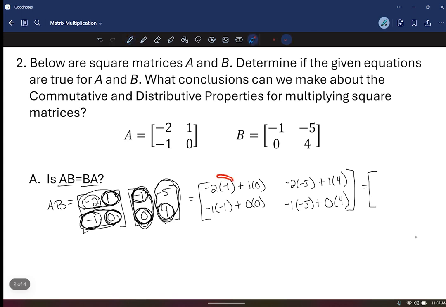All right, so we have 2 plus 0. That gives us 2. All right, then we do 10 plus 4. That gives us 14. 1 plus 0 gives us 1. And 5 plus 0 gives us 5. Notice you had a 2 by 2 and a 2 by 2, so columns matched rows, and you ended up with a 2 by 2 in the end.